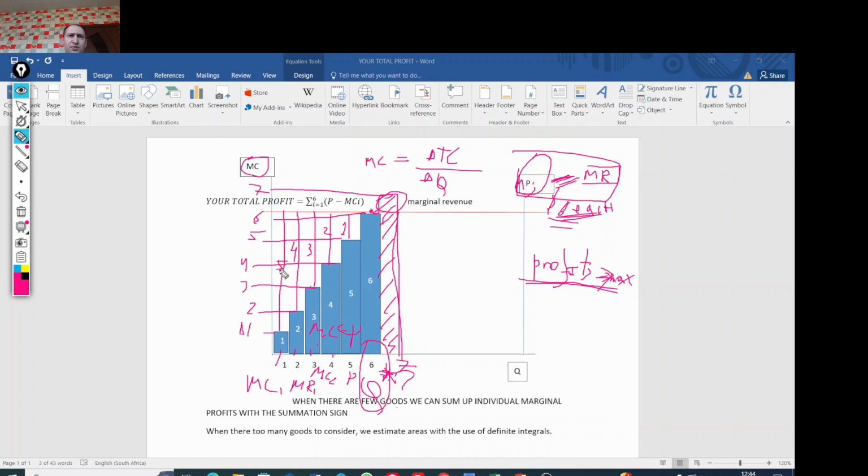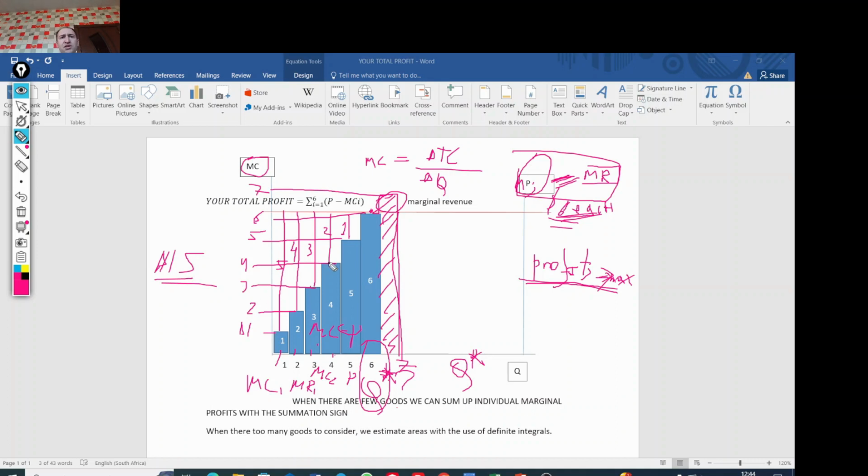$5 of profit on the first good, $4 of profit on the second good, so it's 9 now, plus 3 is 12, plus 2 is 14, plus 1 is 15. So the total profit is $15. That's the maximum profit possible in that setting when you maximize the profit, right? The best idea in that situation is to produce 6 goods, not 4, not 3, not 7, just 6. And that production of 6 goods, the optimum production quantity, Q star, will generate you a profit of $15.